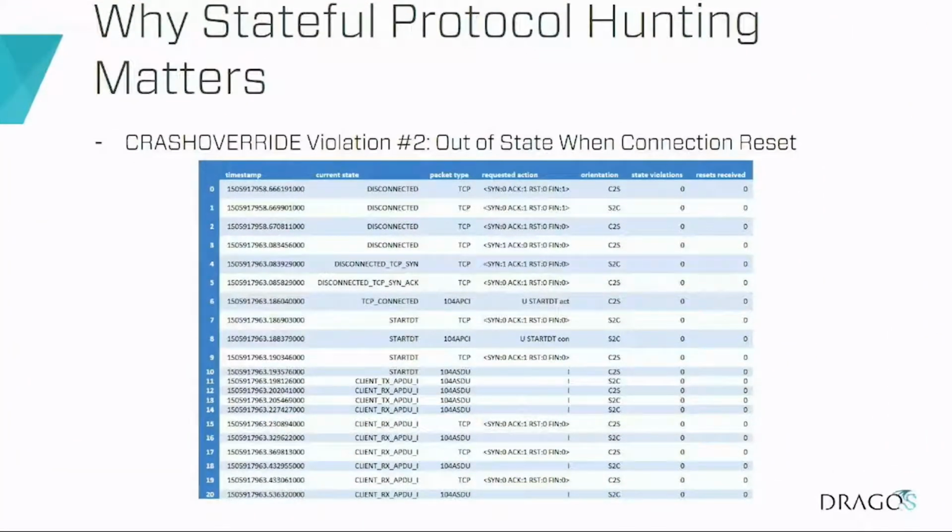So moving on to what that looks like. This was the output of the tool. I'll talk a little bit about the tool and how we developed it at the end. On the far right, you have state violations, resets received, the orientation that the packet was sent, and then the type of packet and requested action. This is in a good state because you can see your right columns are both zeros. In this case, this was just IEC 104 with legitimate devices talking as they should, with very close adherence to the protocol spec, because you can see there are 0 violations or 0 resets.